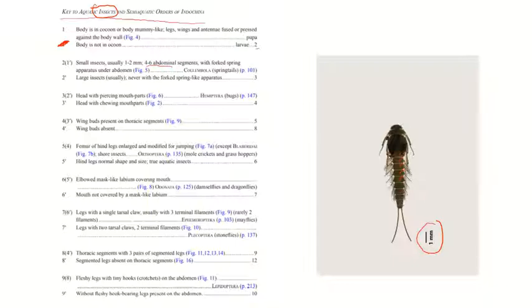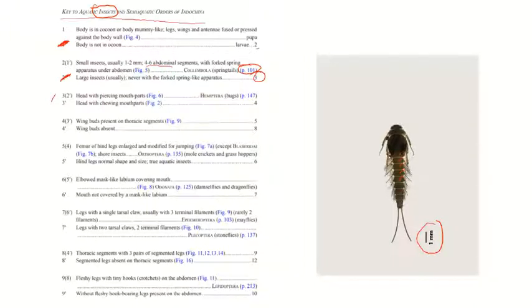Okay? Never with a fork-like apparatus. So there's an illustration here on what that fork-like apparatus is, okay, which you can also see. But since the size tells us that this should be lead number 2, we'll choose the second lead, which leads us to go to couplet number 3, okay.